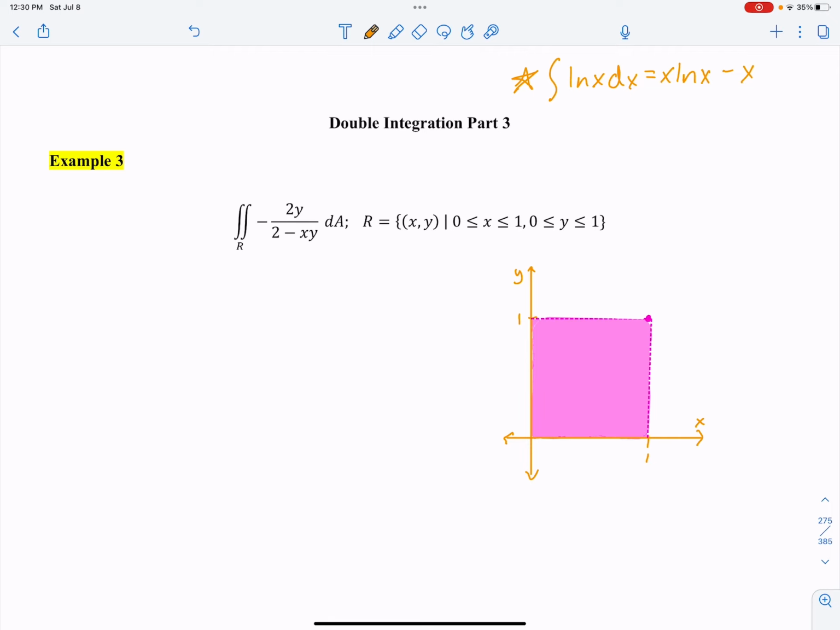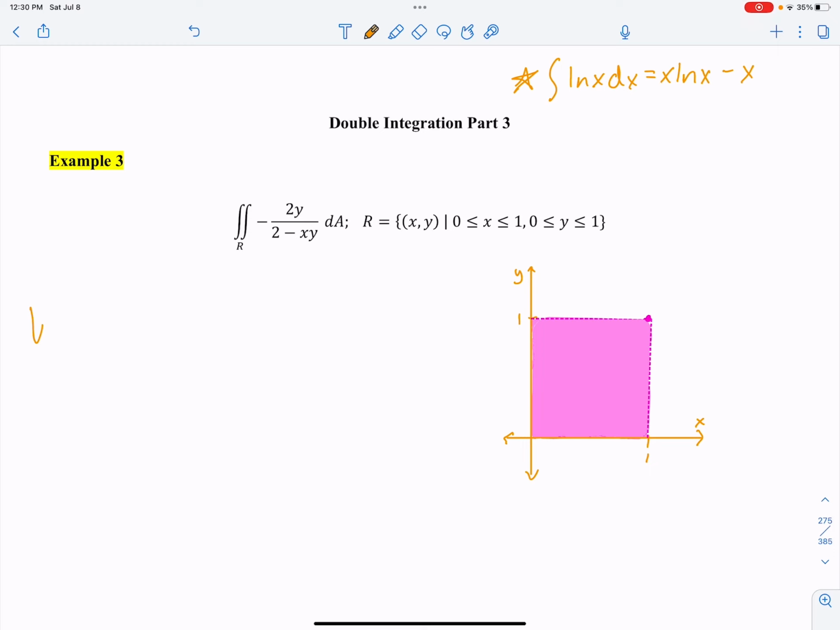We're going to use what's at the top there. This is something that comes up quite a bit, maybe to write down on a note card or something like that. Right, let's get started on this one. I'm going to pull out the 2 that's on top here when I write it down, and I'm going to leave the negative with the y, and you'll see why.